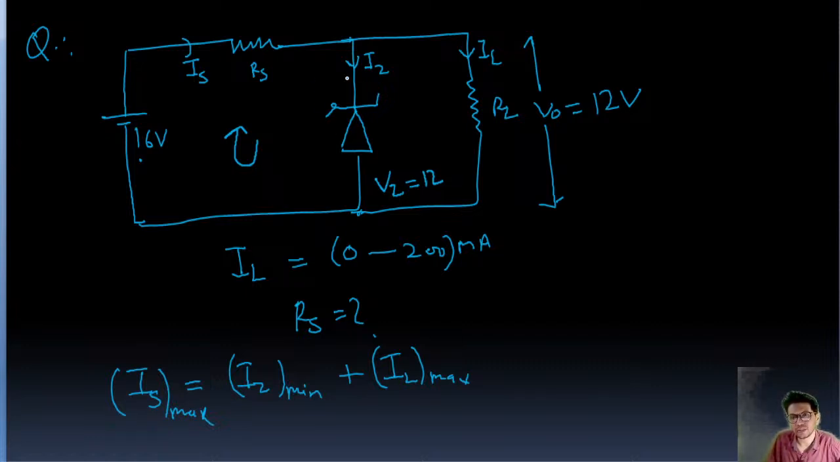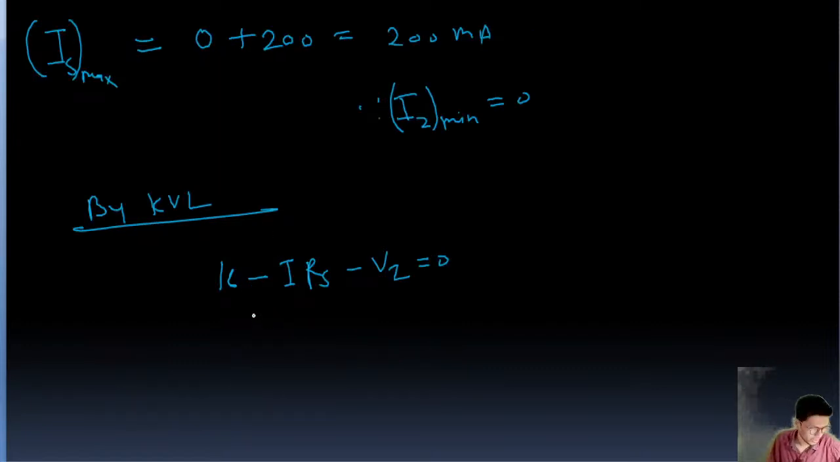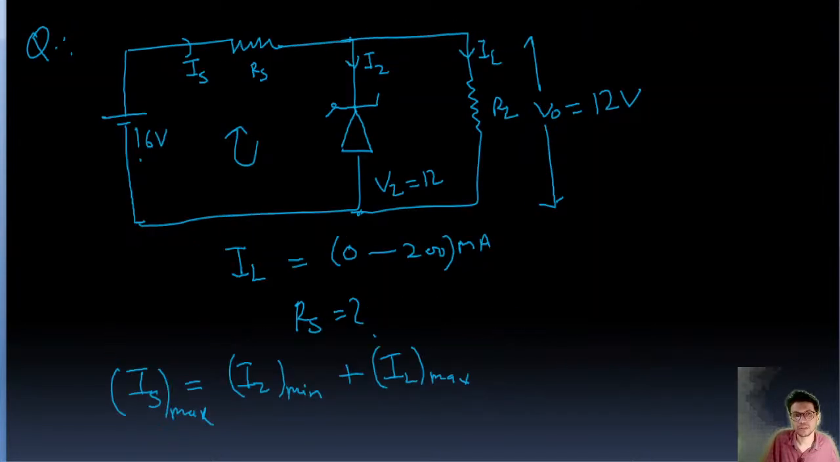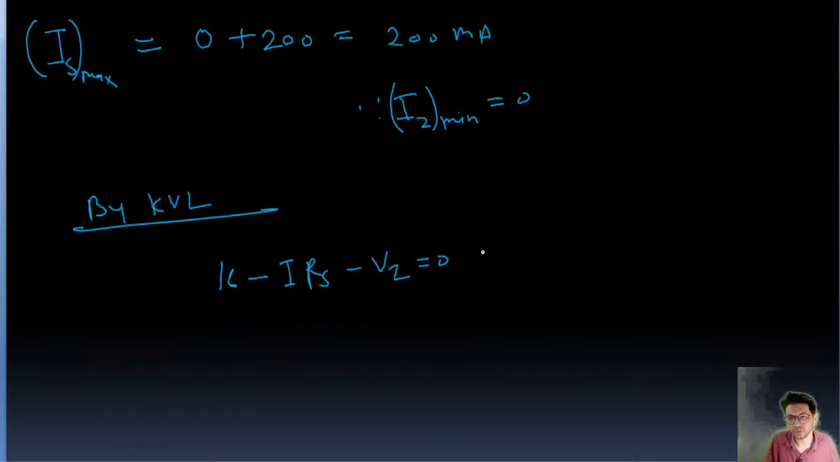So this current IZ is 0, right? In this circuit, this is going to be 16 minus IRS minus VZ. This current is going to be 0, so the voltage across this is VZ, which is 12, right? So 16 minus IRS, and this is 0, so this voltage is 12.